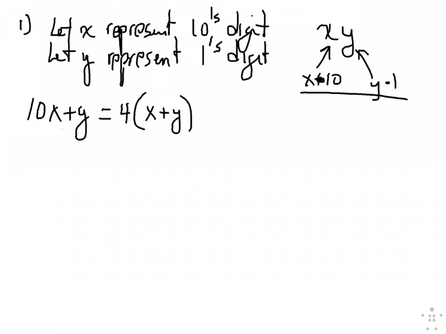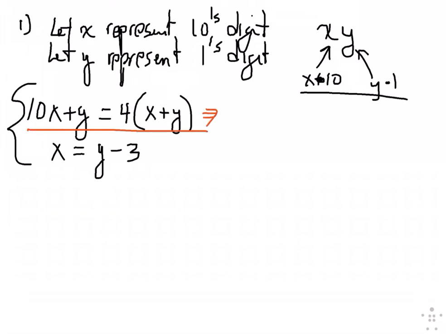So that's the statement. Then the second sentence says the tens digit, which is x, is 3 less than the units digit. The units digit is y, and 3 less than that is written that way. So there's our system of equations. This first equation, let's simplify it. I'm going to go to the right because I'm going to run out of space lower.